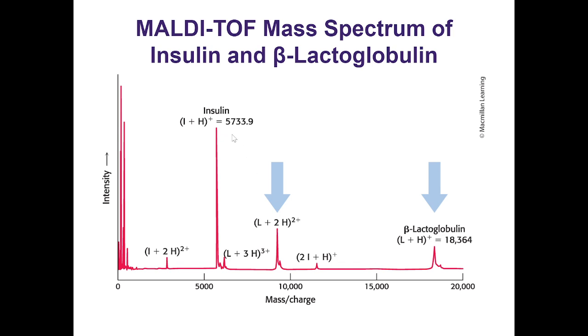Everybody recognize how to read these peaks again? Okay. The L here is the lactoglobulin. I here is the insulin. And so, for example, this one has taken on additional hydrogen and has a 1+ charge, right?